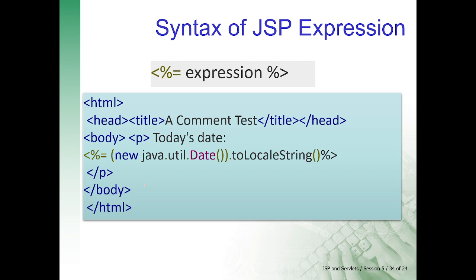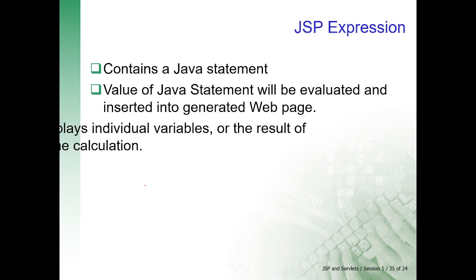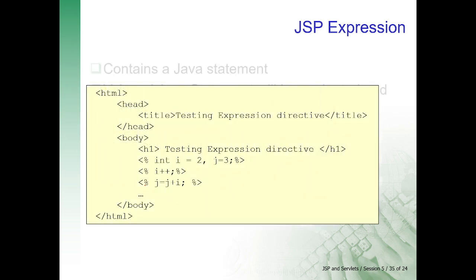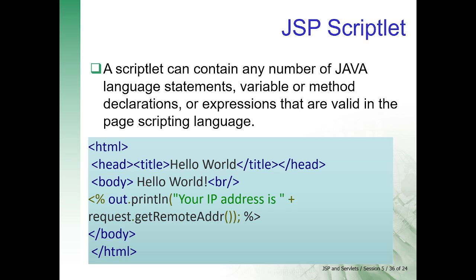The next is, these are a few more examples of the, okay, there's a mistake, one minute. Scriptlet. In a scriptlet, now you can write a series of Java code. The scriptlet starts from here to there. So here you can just look. What is this? Out.println. We're just printing the IP address. Request.getRemoteAddr.